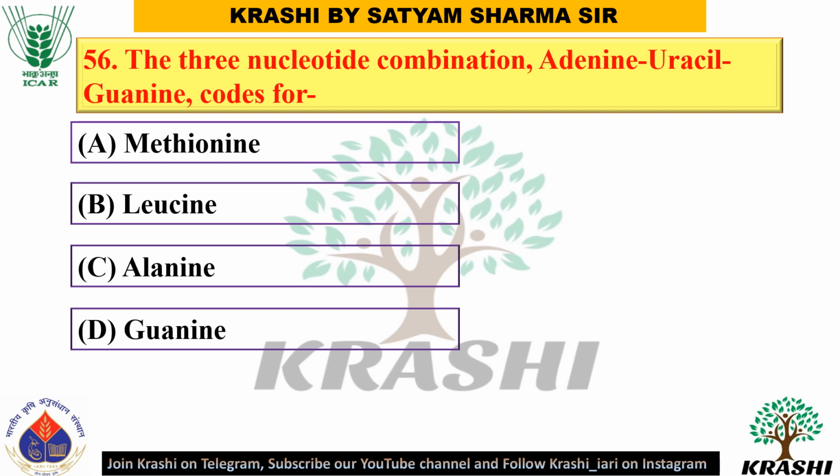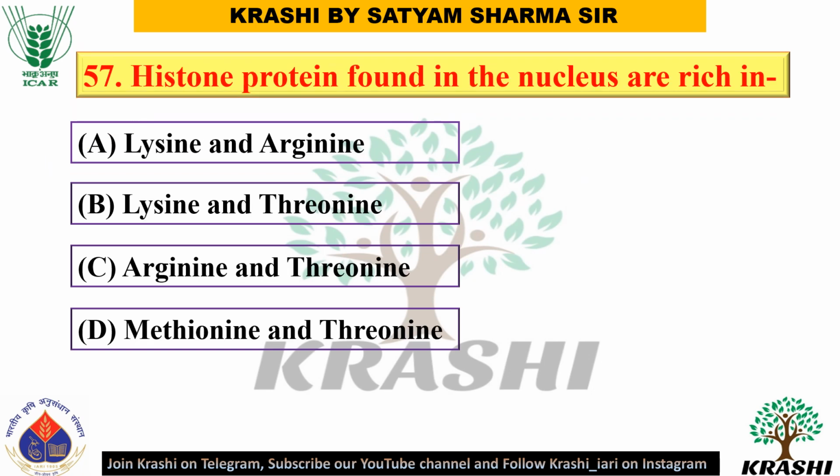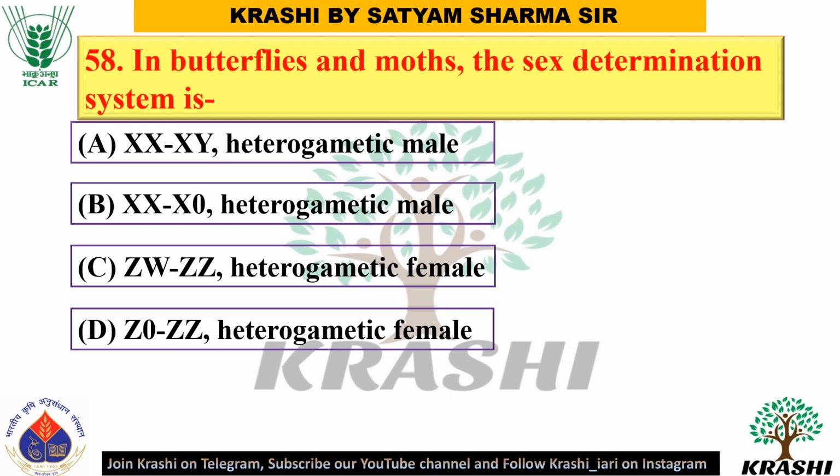The 3 nucleotide combination adenine, uracil and guanine code for methionine, which is also known as the start codon. Question number 57. Histone proteins found in the nucleus are rich in lysine and arginine. Question number 58. In butterflies and moths, the sex determination system is, the correct answer is option C, ZW and ZZ, where we have a heterogametic female and a homogametic male.